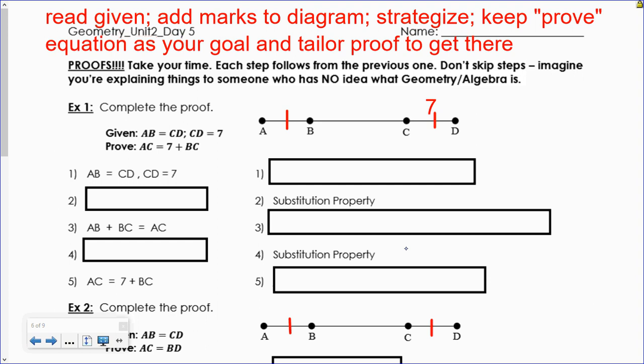Because AB is congruent to CD, so AB is 7. Okay, so that's something we know. If that's 7 and they're congruent, that means this is 7. All right, so that's something we're going to need to include. What else? How can I conclude that AC is equal to 7 plus BC? I now know that this is 7. Keep going. No ideas on how I could get AC being equal to 7 plus BC?